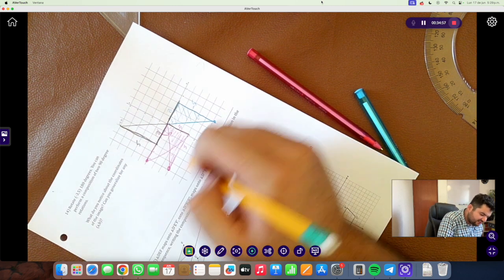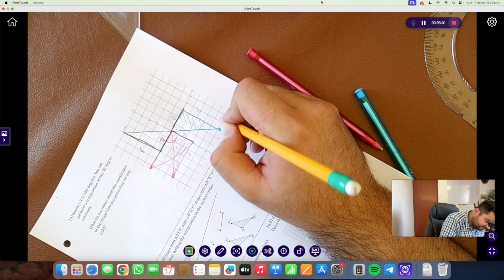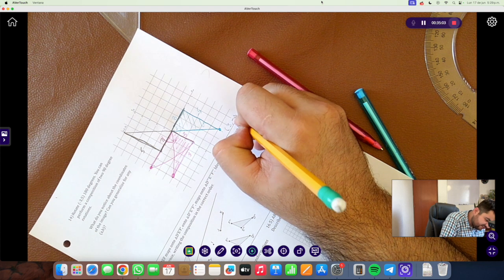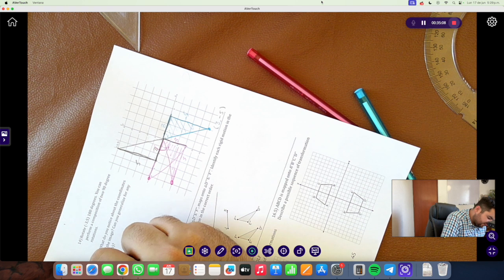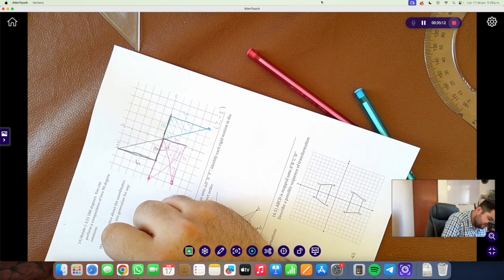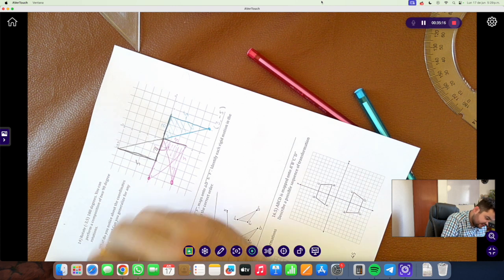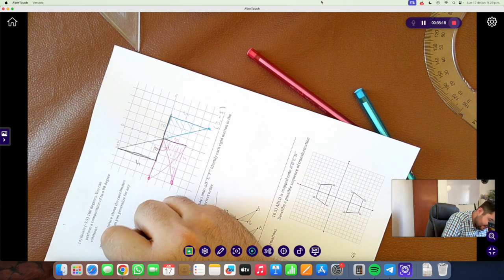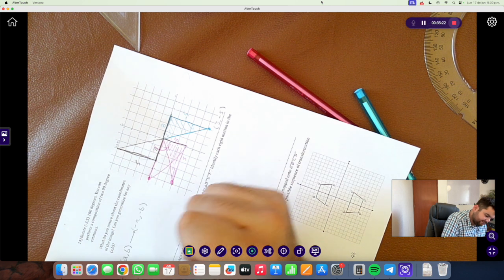So after 180, this point is going to be 3, comma negative 5. So after a rotation of 180, the point A, B goes into negative A, comma negative B.